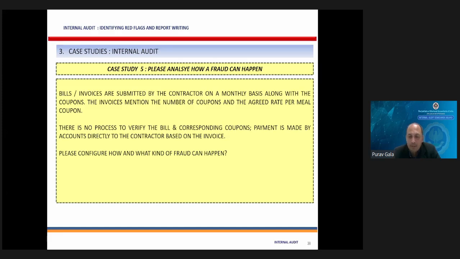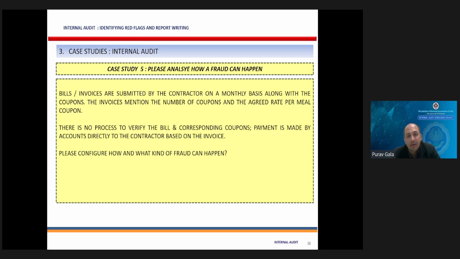What can happen? Somebody has to articulate what exactly can happen. No expiry date on the coupons might raise an issue. For example, coupons issued in the current financial year used in the next financial year, by Kinjal Joshi. Pooja ma'am says contractor can issue invoice for higher number of coupons.